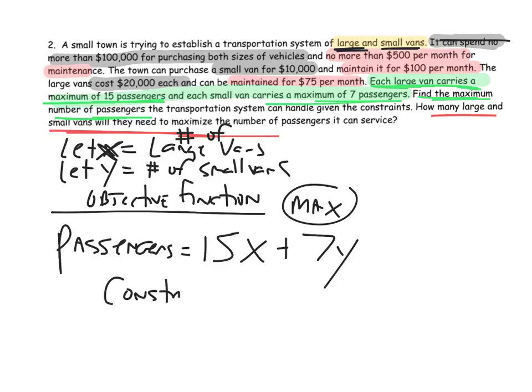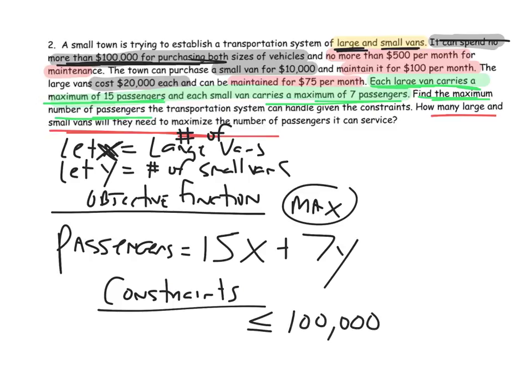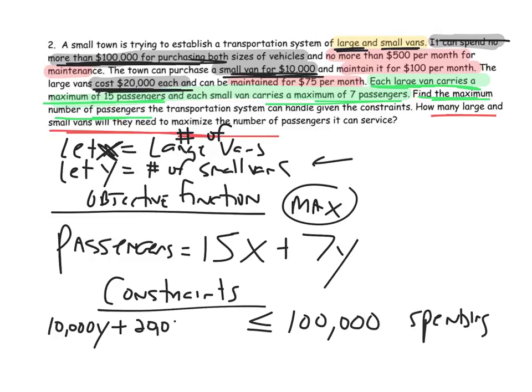Now for the constraints. Here it says they can spend no more than $100,000 for purchasing. No more than means less than or equal to. So I'm going to write a constraint dealing with the spending. It says a town can purchase a small van for $10,000. y is the number of small vans, so I'm going to write 10,000y. And then it says they can purchase a large van for $20,000. Since x stands for the number of large vans, that's going to be 20,000x. So that's my constraint dealing with spending.